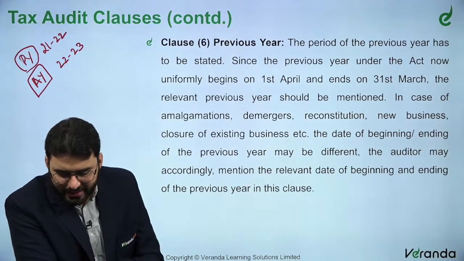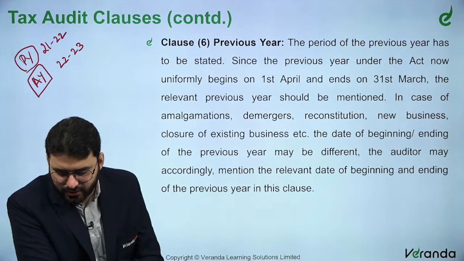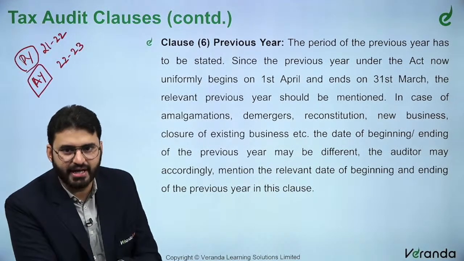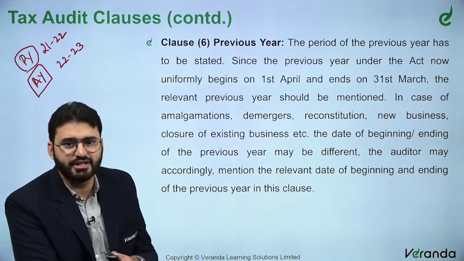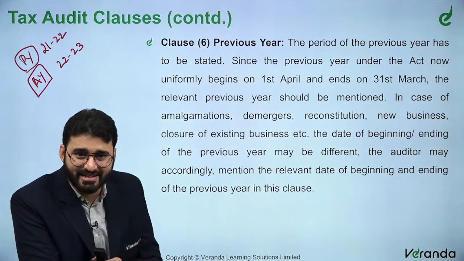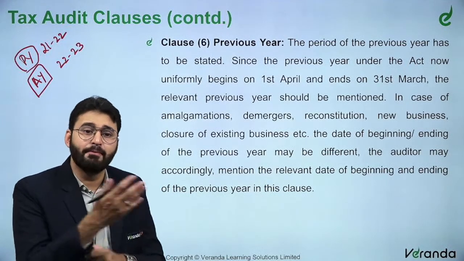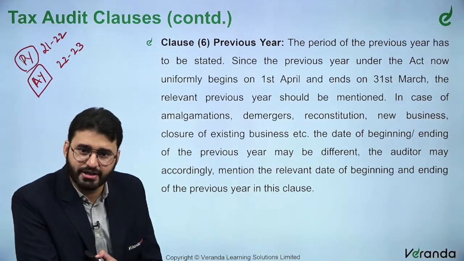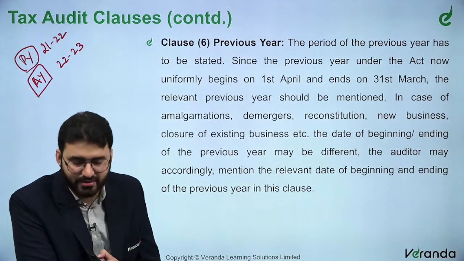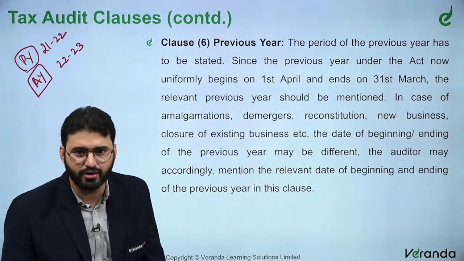The previous year under the Act now uniformly begins on 1st April and ends on 31st March, and the relevant previous year should be mentioned. In case of amalgamation, demergers, reconstitution, new business, closure of existing business, etc., the date of beginning or ending of the previous year may be different. The auditor may accordingly mention the relevant dates, and this is a very, very important clause.